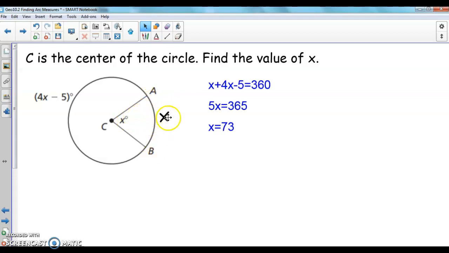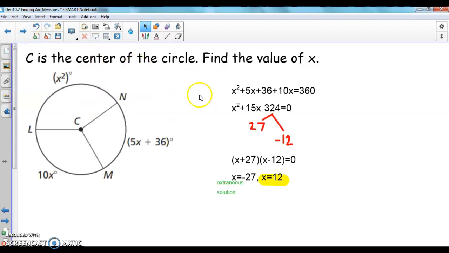So we can also place x degrees here. We know that in a circle, if we add all the measurements of the arcs, they equal 360. So if we solve this linear equation, we get x is equal to 73.